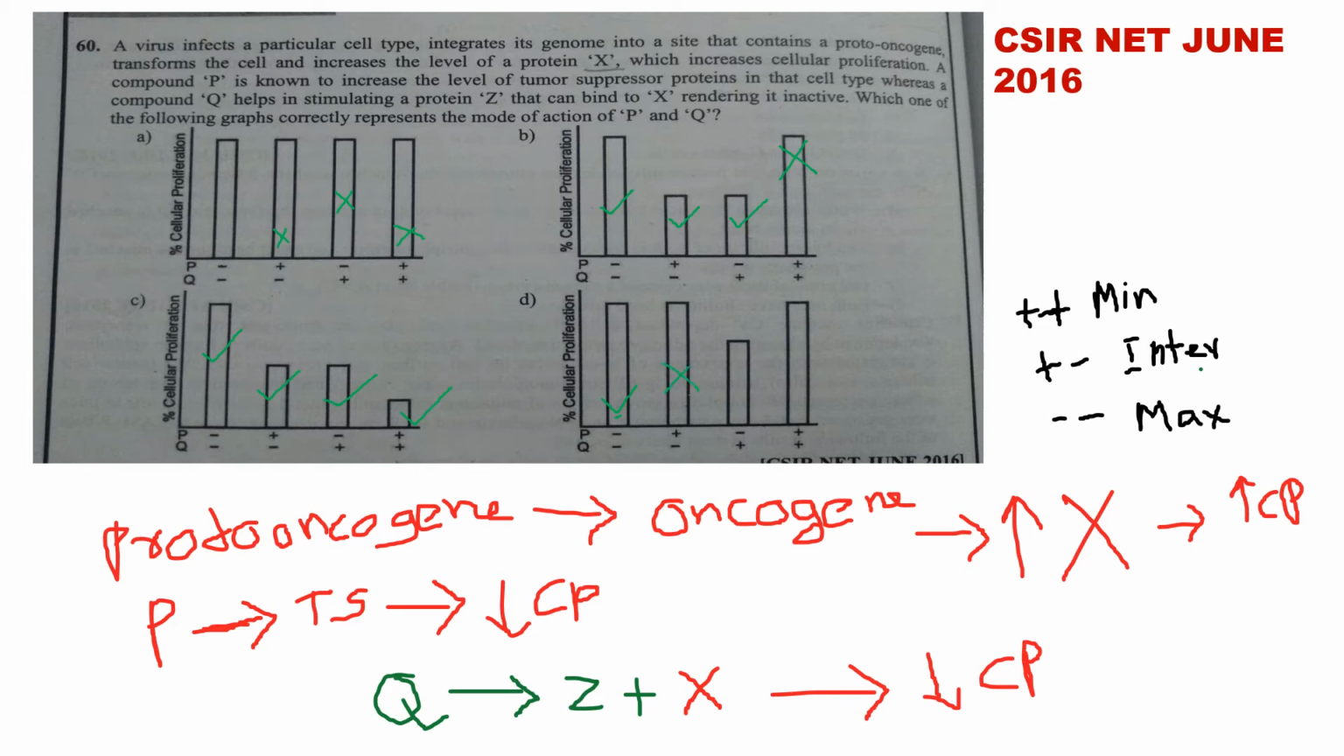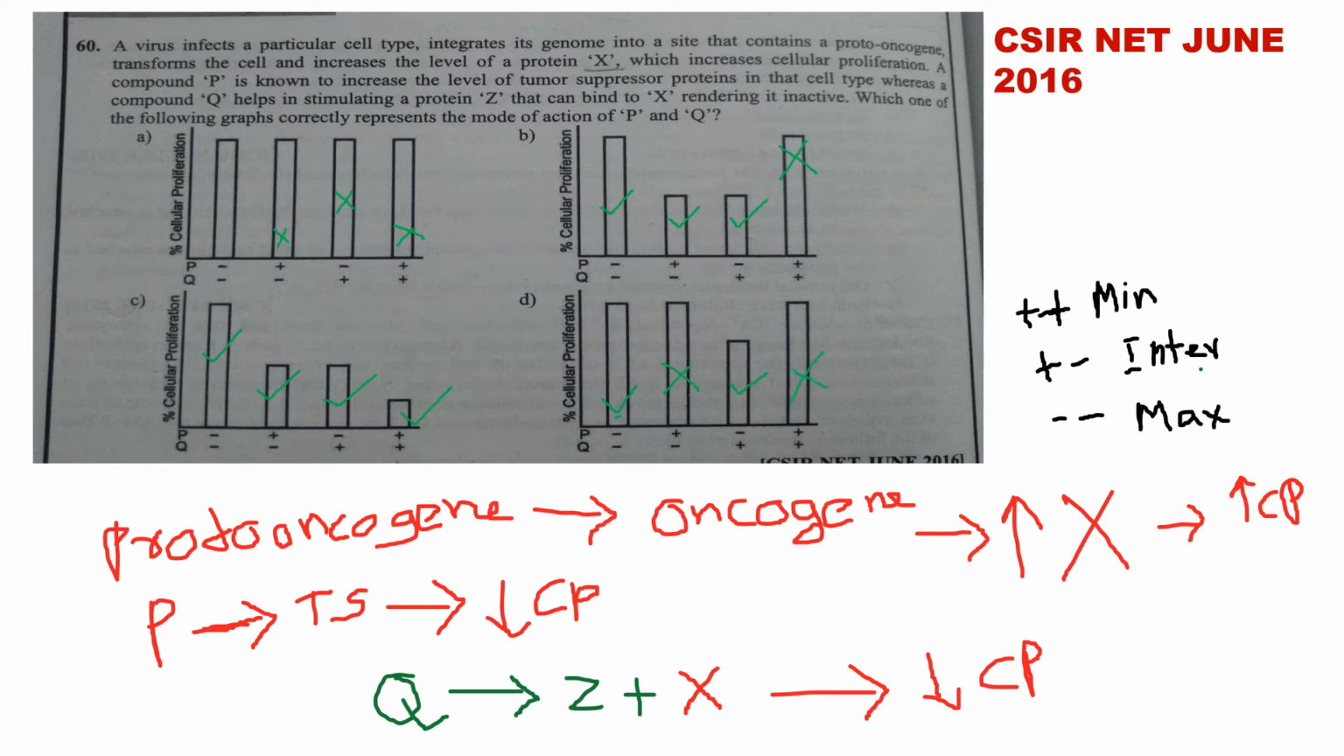Here P is present, Q is absent. Here lesser cell proliferation only, but it is not 50%. This may or may not be correct. So next, P is present, Q is also present. If both are present, that means minimum cell proliferation, but here it is maximum. So this is also not correct.